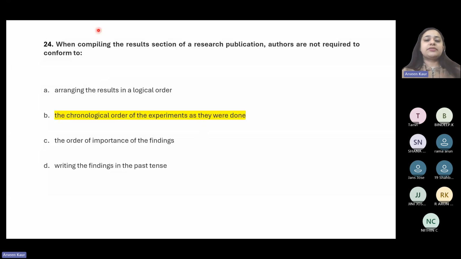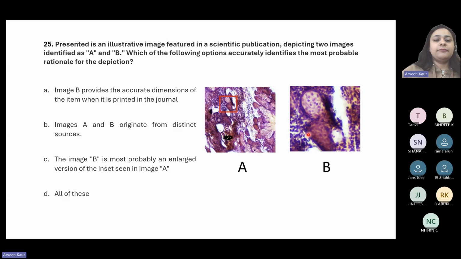It should actually be present in a logical order, not in the way that it was performed, but in a way that it will make sense to the readers, right? So it should be arranged in a logical order, not a chronological order. Also, the importance of findings should be present, and they should always write the findings in the past tense. So all these are true. Only option B is something that is not true, right?